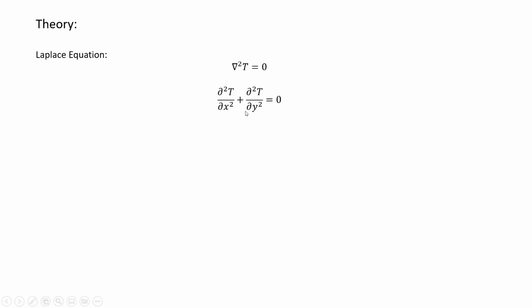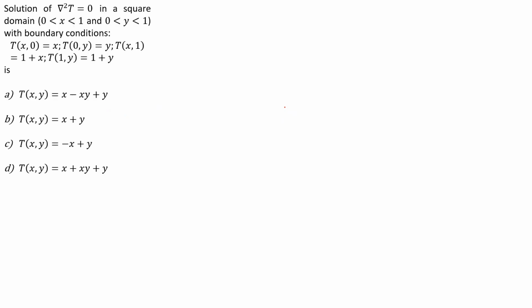Now an equation like this is called the Laplace's equation. So this del square T is the Laplace's equation, and for a two-dimensional Cartesian system, this Laplace's equation turns into this expression. So del square T by del x square plus del square T by del y square equal to 0 is the Laplace's equation in a 2D Cartesian system.